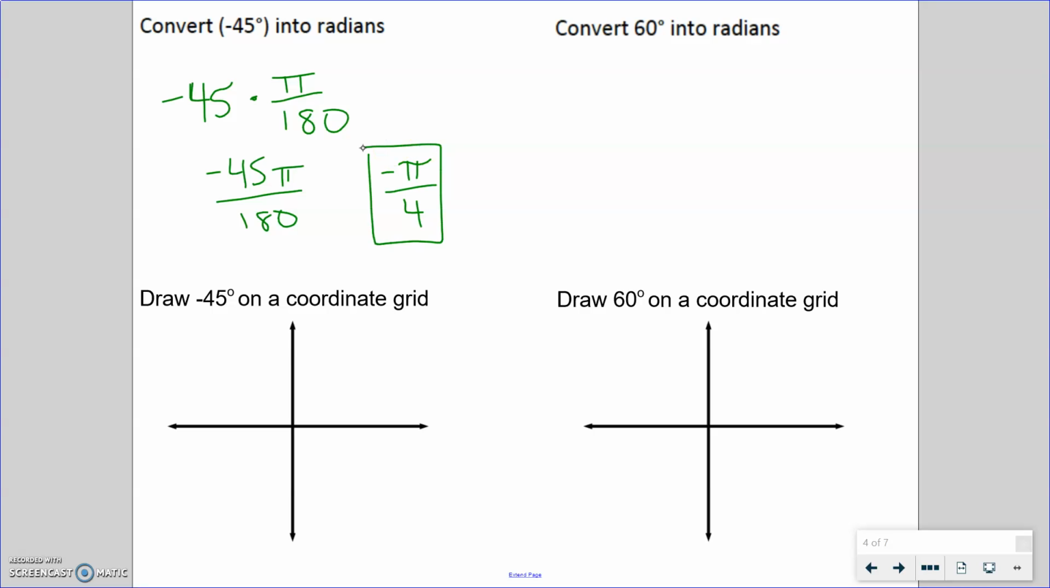So draw negative 45 on a coordinate grid. Here's just a blank XY axis coordinate grid. Because it's negative, here's my initial side. And because it's negative, I'm going to go downwards, making my angle kind of look like this. So it's kind of this direction. Usually I draw the arrow right there as well to help. And then you might see the degree measurement out here. You can also see it as radians on the edge of the line. So it just kind of depends on what the diagram's looking for.